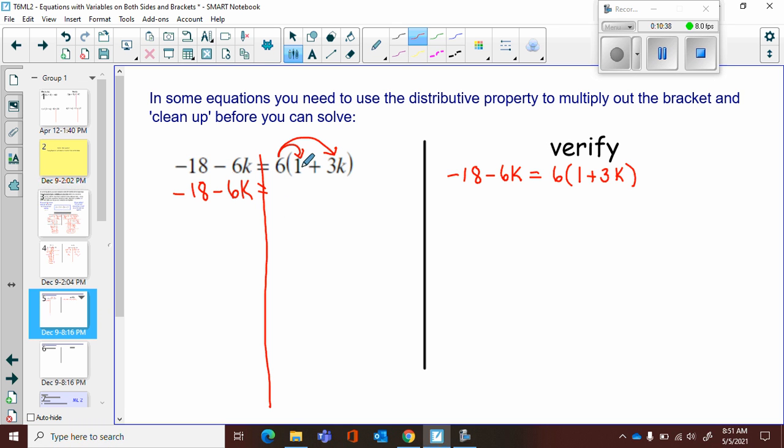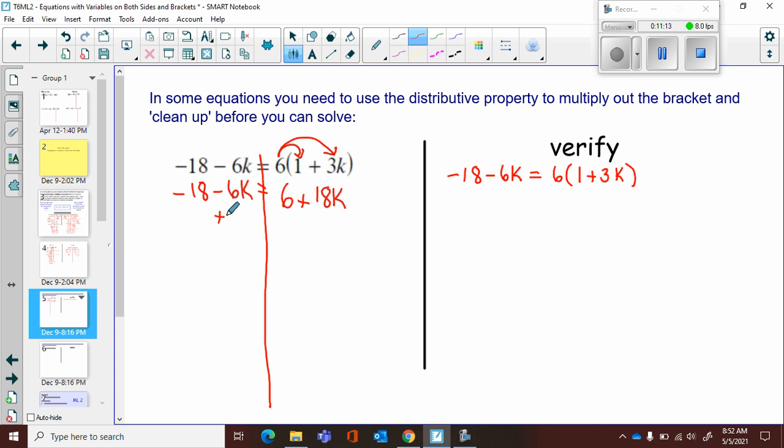So 6 times 1 gives me 6. 6 times a positive 3k gives me positive 18k. Okay, now I have an equation with variables on both sides. So I need to decide, am I going to move my 18k over to this side with the negative 6k, or am I going to move the negative 6k over to this side? Like I said, I always like to have positive variables. So I'm going to move this negative 6k over to this side.